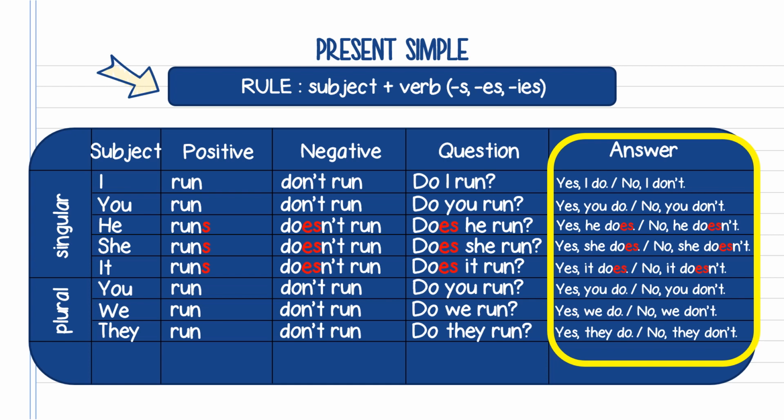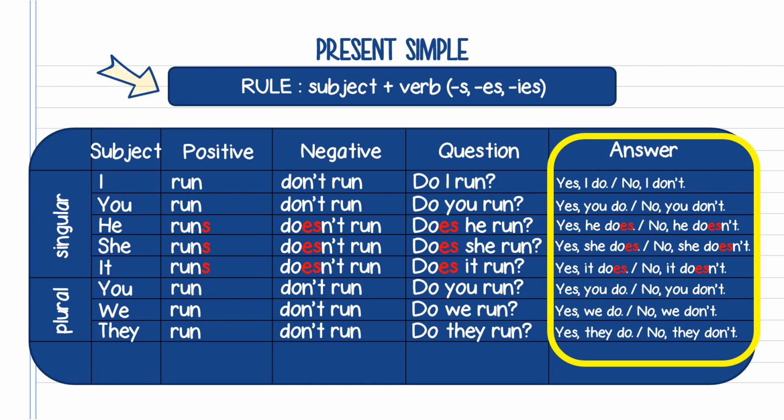Okay, now we look at the answers. For singular subject I, we say yes I do or no I don't. For singular subject you, we say yes you do or no you don't. For singular subject he, we say yes he does or no he doesn't. For singular subject she, we say yes she does or no she doesn't. For singular subject it, we say yes it does or no it doesn't.